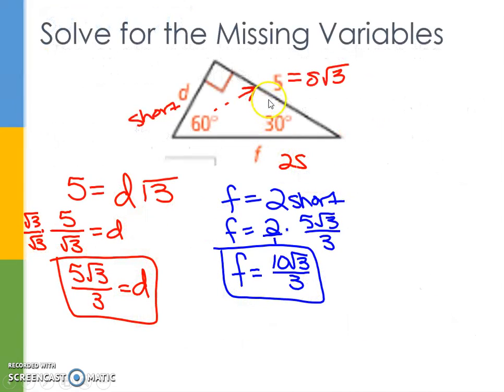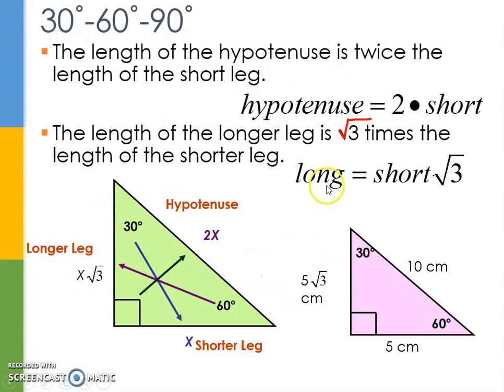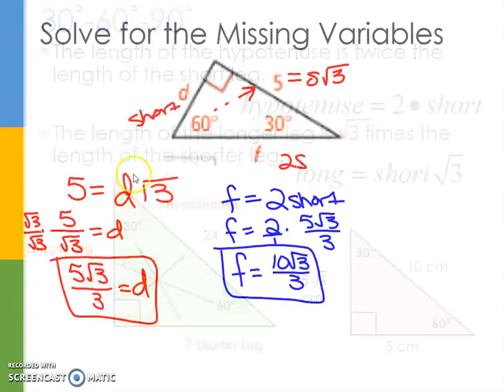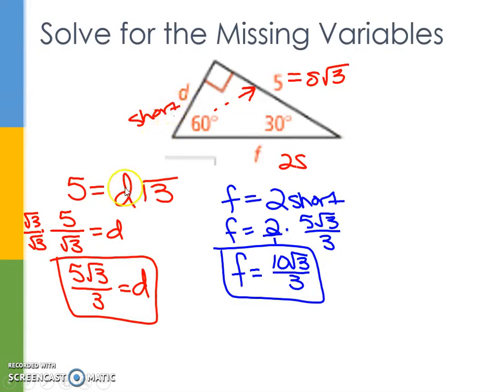So right here you have 5. That is the longer side, right? That's not the hypotenuse. This is not across from 90. So 5 equals D, which is what we're looking for, radical 3. I am using this rule right here: long equals short radical 3. So short is D. The long is 5. This is the long, 5, equals short D radical 3. So we're going to solve for D using radicals.